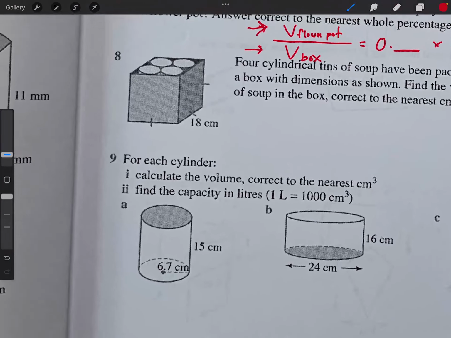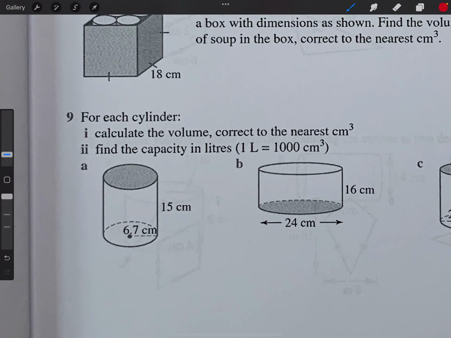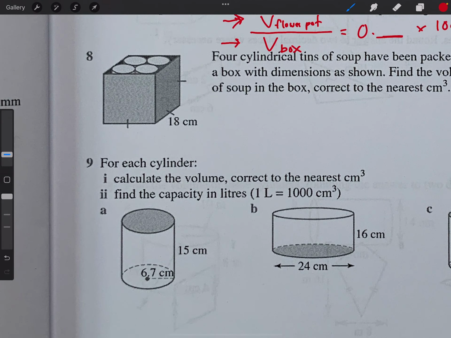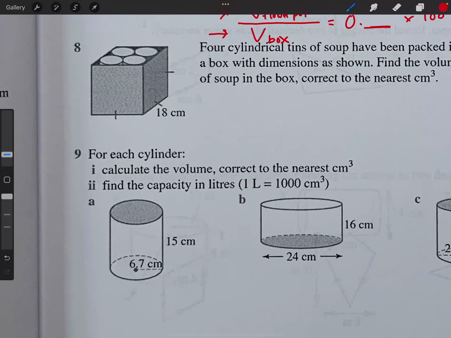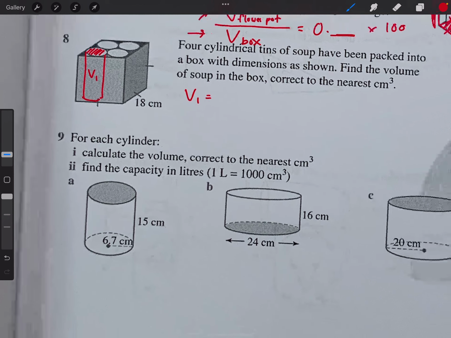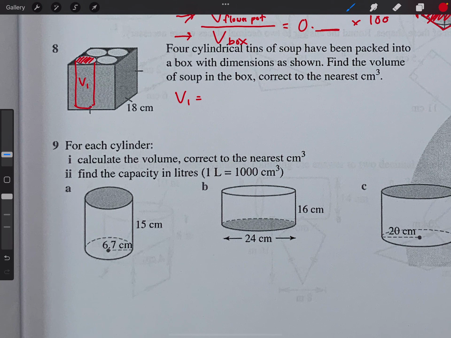Okay. So what I'm going to do is find the volume of one can of soup and then just multiply by 4. So let's call this V1. So V1 is equal to what? We need to find the radius.